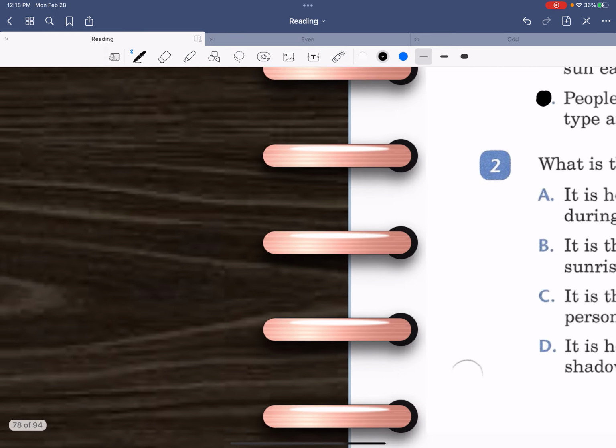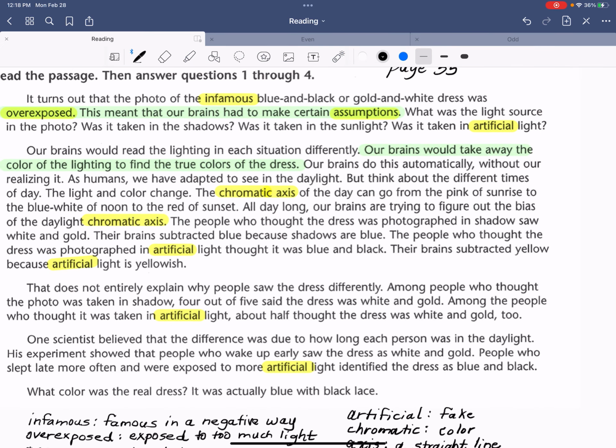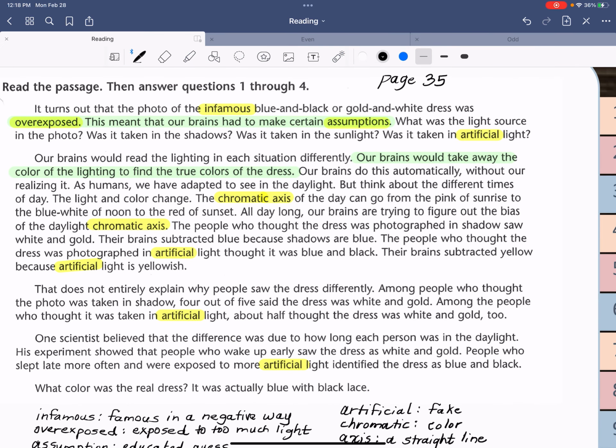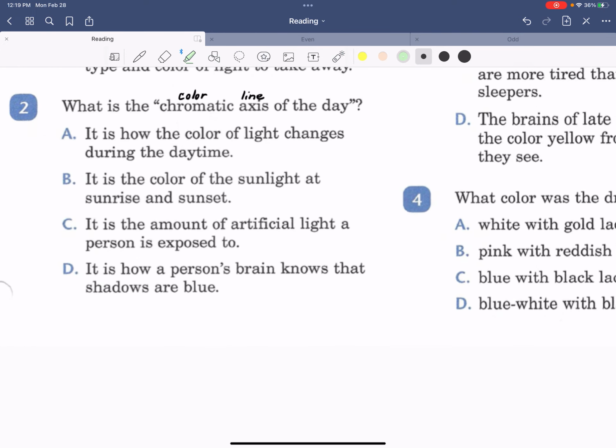Well, let's look back at chromatic axis and see what it says. Okay, here we go. I've already highlighted it. The chromatic axis of the day can go from the pink of sunrise to the blue of noon to the red of sunset. All day long, our brains are trying to figure out the bias of daylight chromatic axis. So this happens all day long, and it relates to natural light.